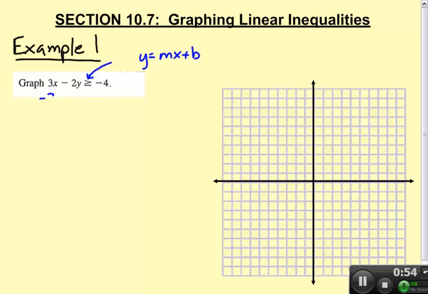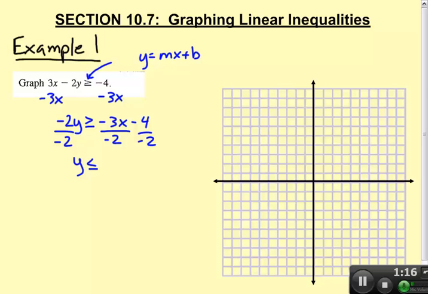So, first thing I'm going to do is subtract 3x from both sides. So now I've got negative 2y is greater than or equal to negative 3x minus 4. Now I'm dividing by negative 2, but remember this is an inequality. So when I divide by a negative, that means I need to flip the inequality. So now I've got y is less than or equal to positive 3 over 2x plus 2. It's exactly what we wanted. Get it in y equals mx plus b form.